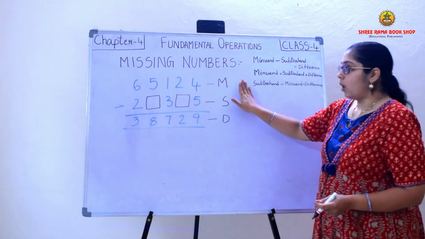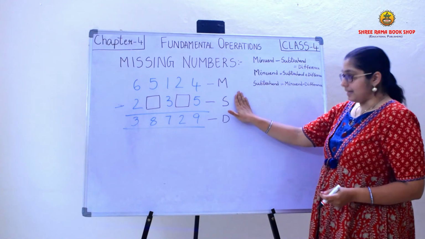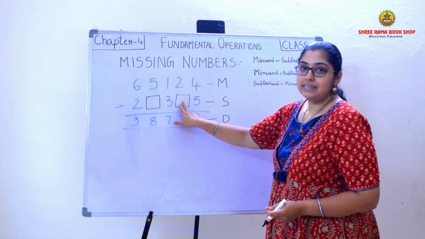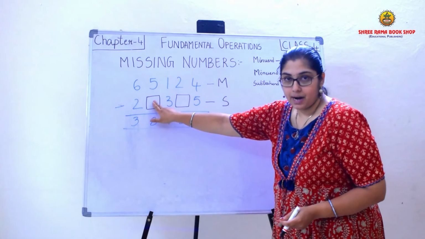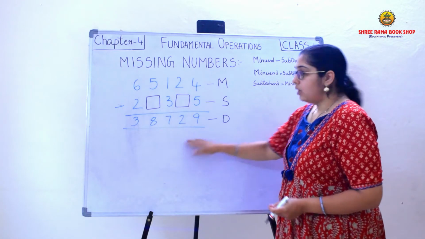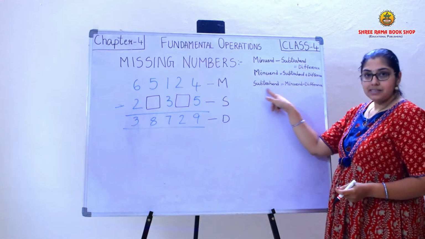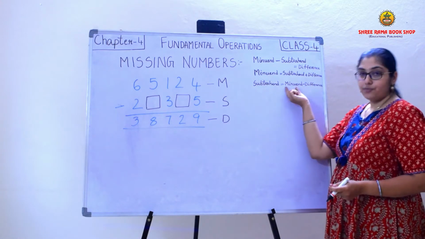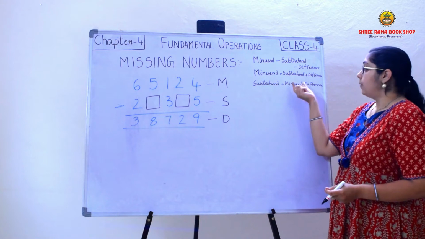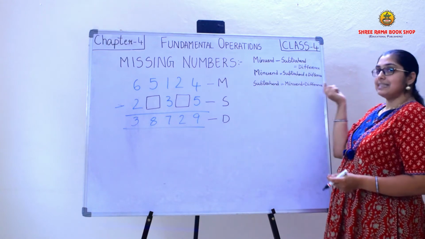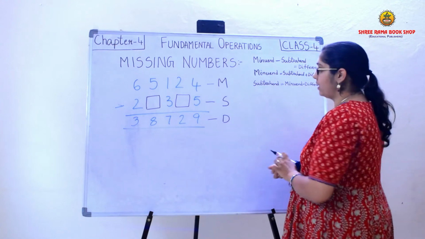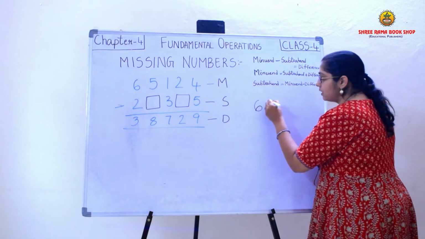So now on the board I have an example over here. Then I can see that there are missing numbers in the subtrahend part. So what will I do? I need missing numbers in the subtrahend part, right? So now I will be subtracting the difference from the minuend. So I need to do minuend minus difference. So minuend is this and difference is this. So I need to subtract it. I'll write the numbers over here again.